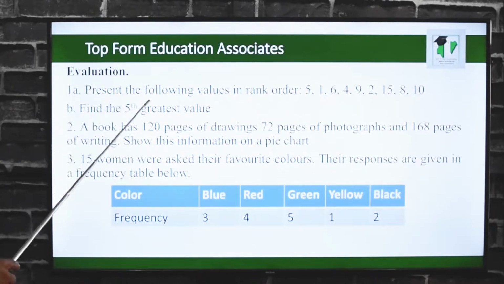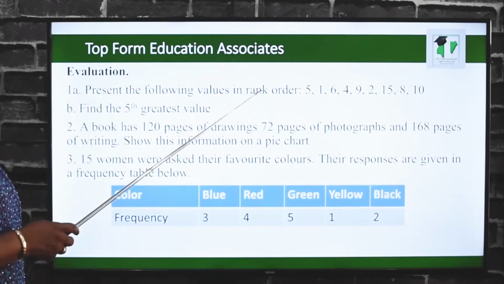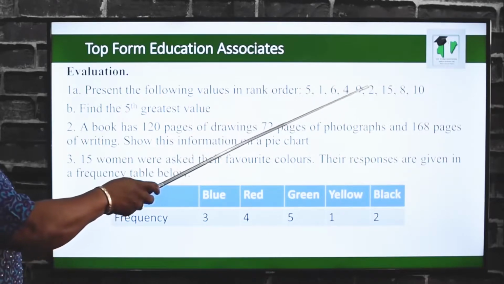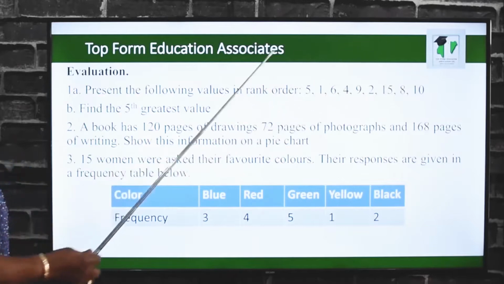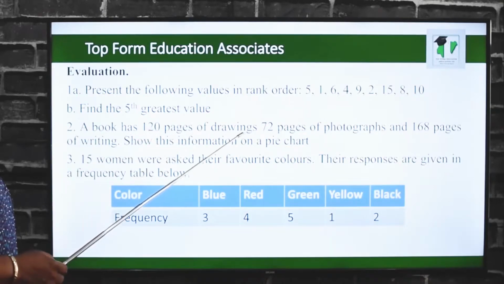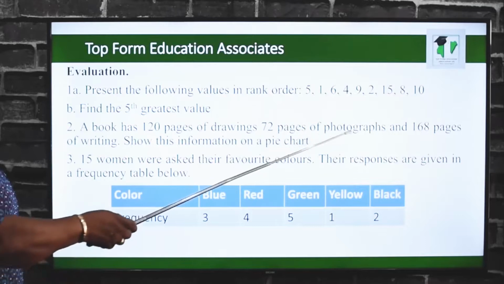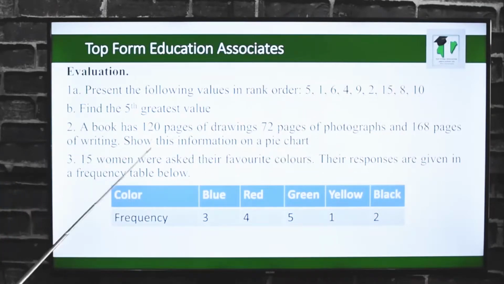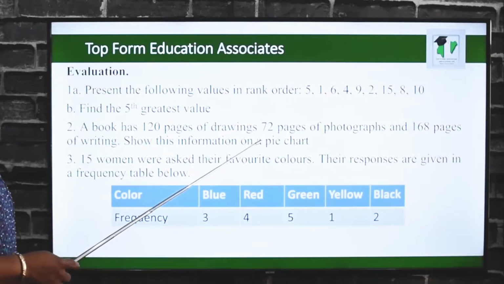1A. Present the following values in rank order: 5, 1, 6, 4, 9, 2, 15, 8, 10. B. Find the fifth greatest value. 2. A book has 120 pages of drawings, 72 pages of photographs, and 168 pages of writing. Show this information on a pie chart.